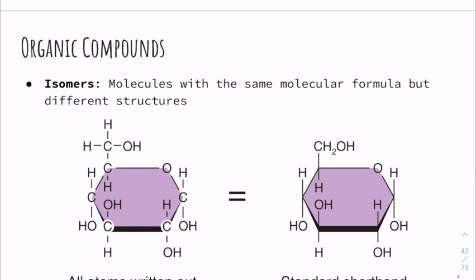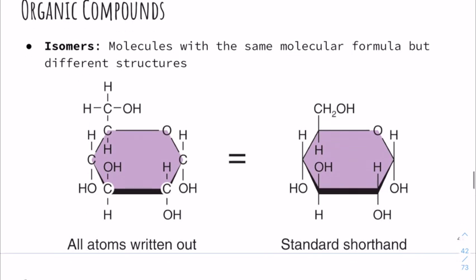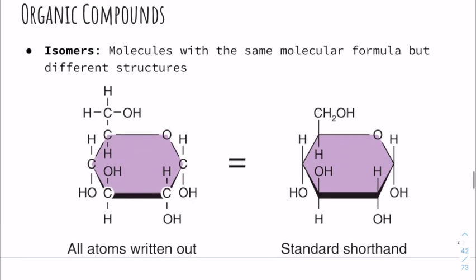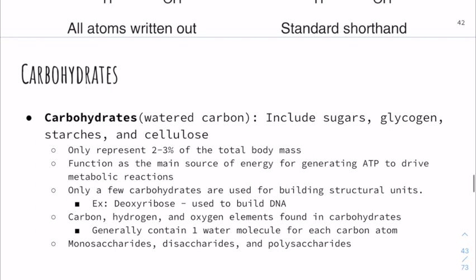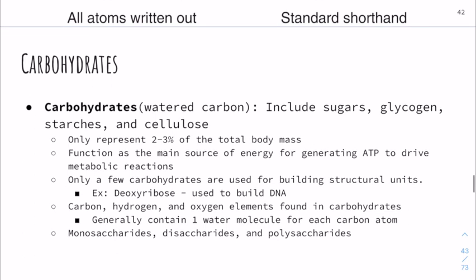So a carbohydrate includes those sugars, glycogen, starches, cellulose. Cellulose is a carbohydrate from plants. They're only about 2 to 3% of the body's total mass, and they function as the main source of energy for generating ATP to drive metabolic reactions. So I said before, sugars. A lot of times sugars are what's used to create that ATP. It's all carbohydrates, really.